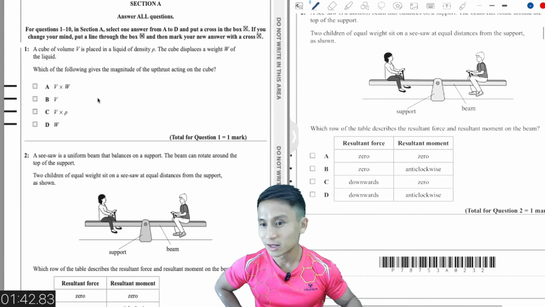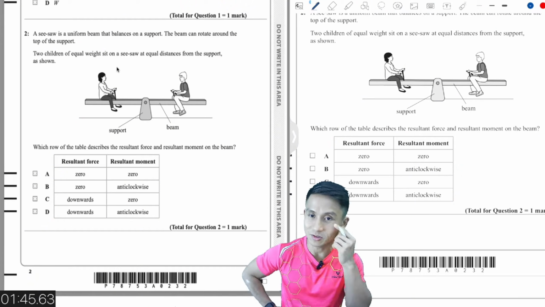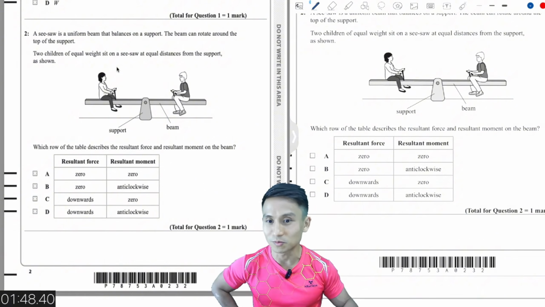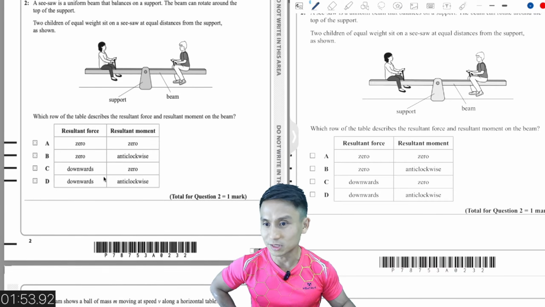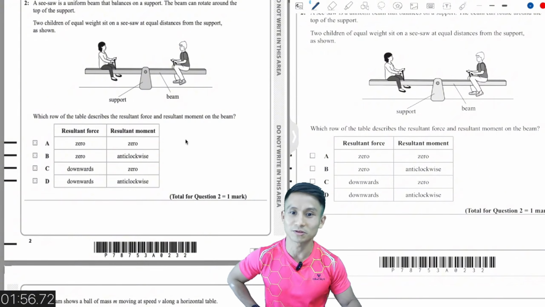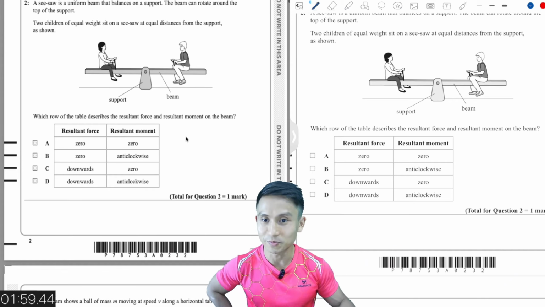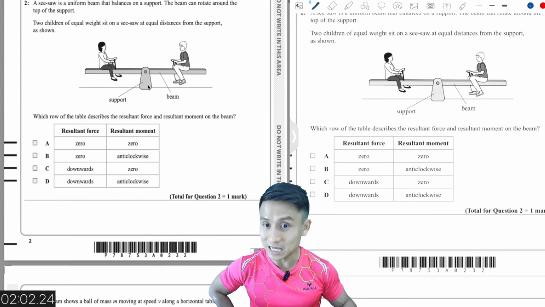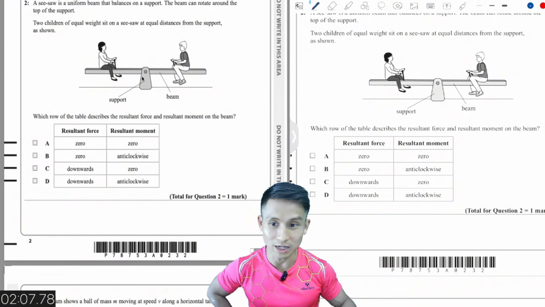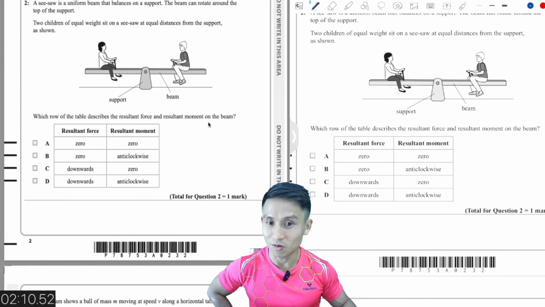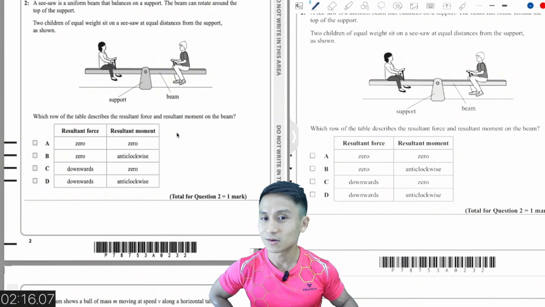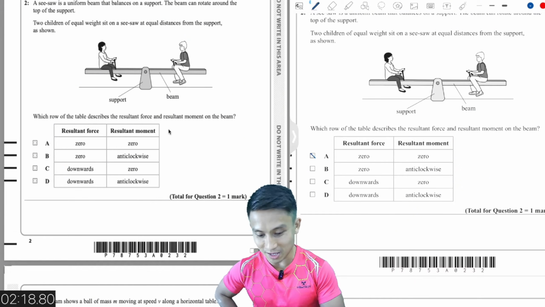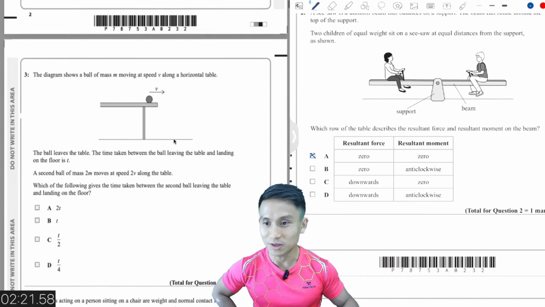All right, just checking. Number 2: a seesaw is a uniform beam that balances on a support. The beam can rotate around the top of the support. Two children of equal weight sit on the seesaw at equal distance from the support. That makes sense. Which row of the table describes the resultant force and the resultant moment on the beam? The resultant force on the beam should be 0 because the beam is not moving up or down. The resultant moment on the beam should also be 0 because it doesn't rotate anyway, right? So that should be A. It's just the equilibrium concept there, guys.